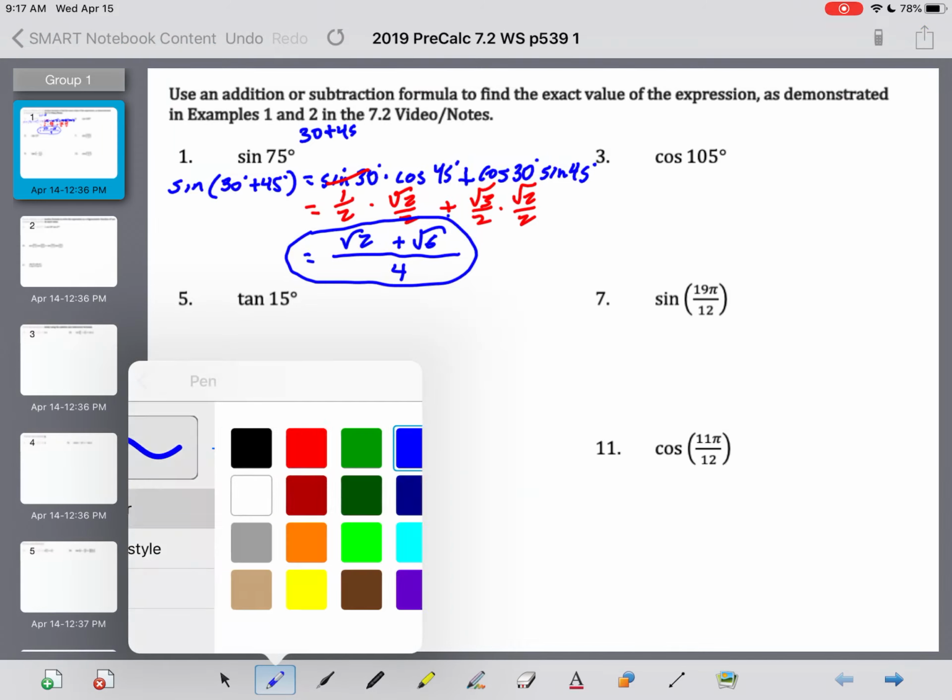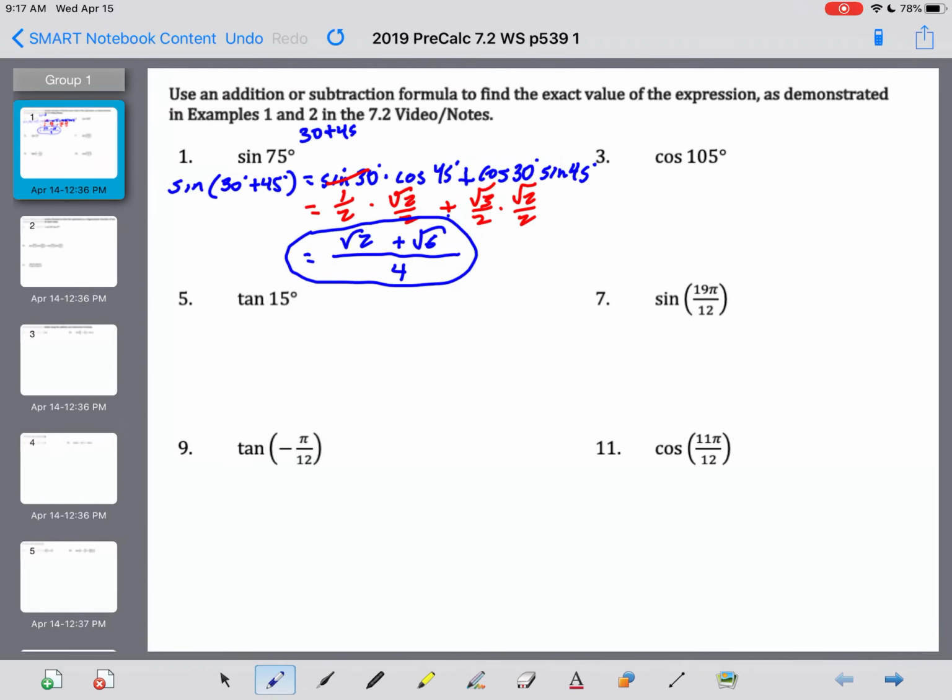As we move on, I'm going to change colors here. So now again, follow that same procedure here. Cosine 105 is 45 plus 60. So that's one way to do that here. So again, the cosine rule for addition is going to be cosine of the first, cosine of the second, minus, in this case, the sine of the first, times the sine of the second. So again, a little bit different formula from the sine addition subtraction.